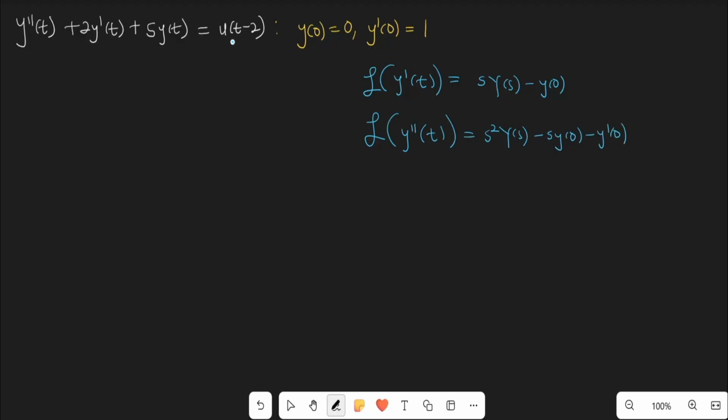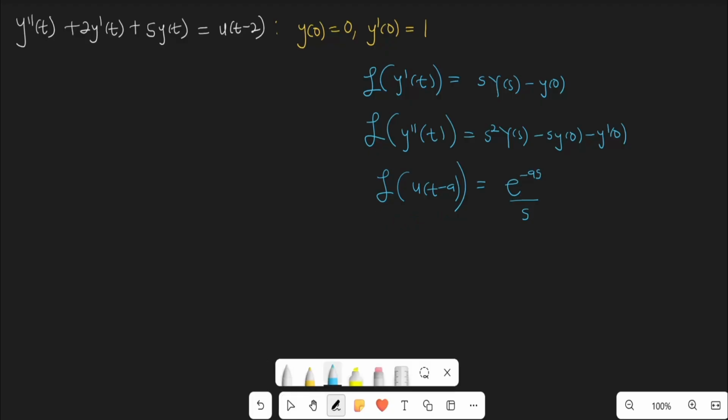And now the Laplace transform of this unit step function, if we can recall. So the Laplace transform of a unit step function shifted at a, which changes the behavior at a, this one is equal to e to the negative as, divided by s. So this one, you can watch my tutorial on the Laplace transform of unit step functions.